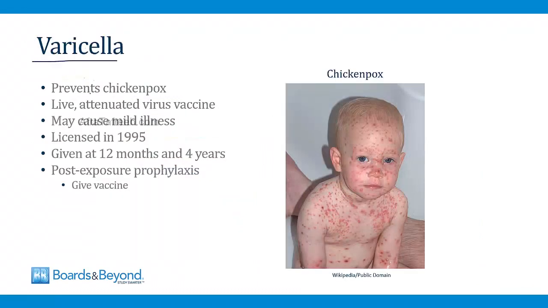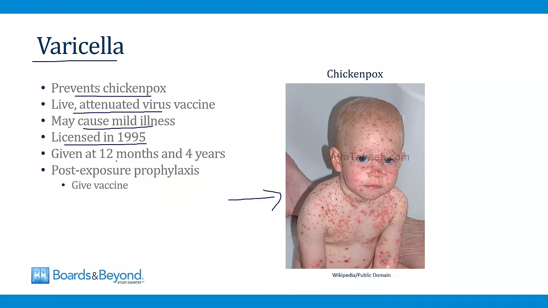The varicella vaccine prevents chickenpox. This is a picture of a boy with chickenpox on the screen here. Chickenpox causes a diffuse vesicular rash that is very, very itchy. Varicella is one of the live attenuated viral vaccines, so just like all the live vaccines, it can cause a mild illness. Some children after receiving the varicella vaccine have a mild fever or a few vesicles. This vaccine was licensed in 1995, so when I was a kid I had chickenpox and so did every other kid, but that doesn't happen anymore because of this vaccine.